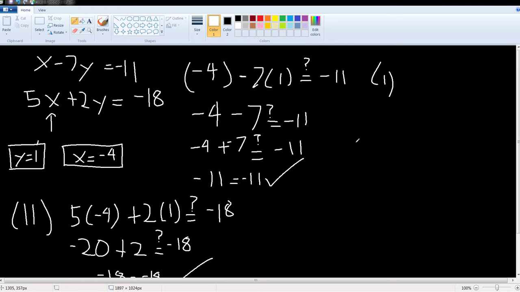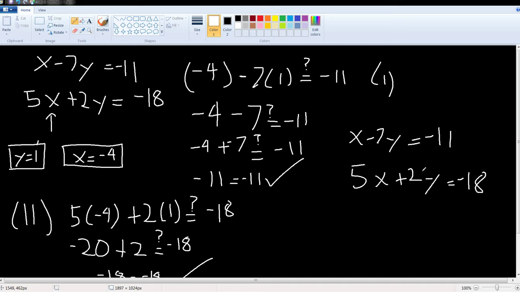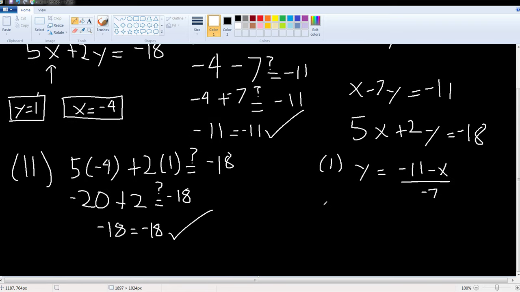So another way of solving this problem would be to make it into y equals format. To do that, we'll have x minus 7y equals -11, and 5x plus 2y is equal to -18. If I solve for y for the first equation, I'll get y equals -11 minus x all over -7. For the second equation, I would have y is equal to -18 minus 5x all over 2.